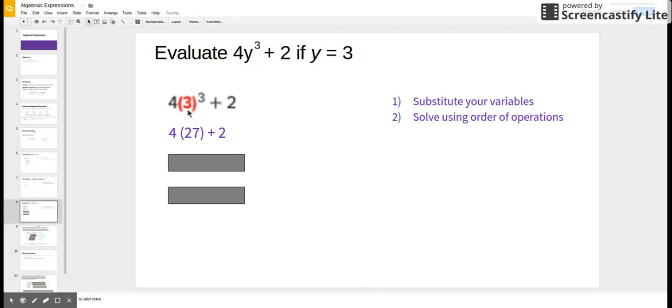Now you're going to solve using order of operations, so you do the exponents first. 3 to the third power is 27, times 4, plus 2. Again, 3 times 3 is 9, times 3 is 27. That's where I got this from. Okay, 4 times 27 is 108. Plus 2 gets me 110.